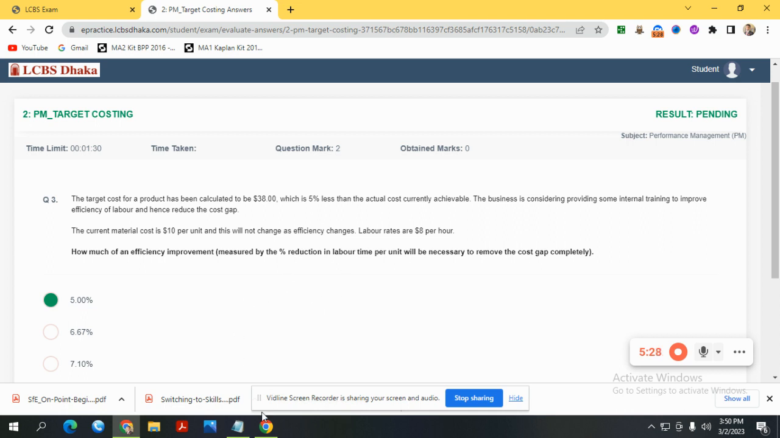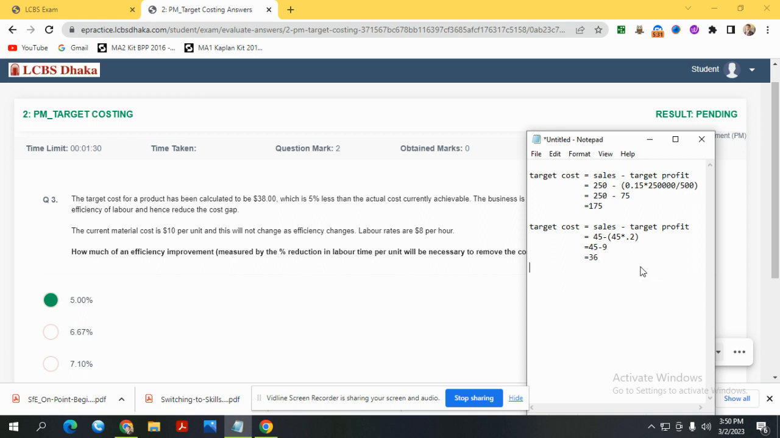So in order for us to do this, let us go from the very basic. As per the question, our target cost is how much? $38. What is my present achievable cost? My present achievable cost, $38 is 5% less than the actual cost. That means this 38 is equivalent to 95 over 100. So if we do this, we will see that our present achievable cost is $40.